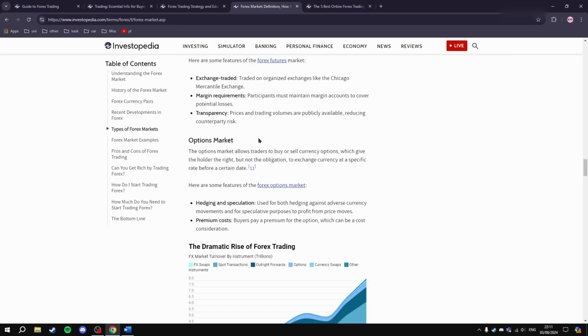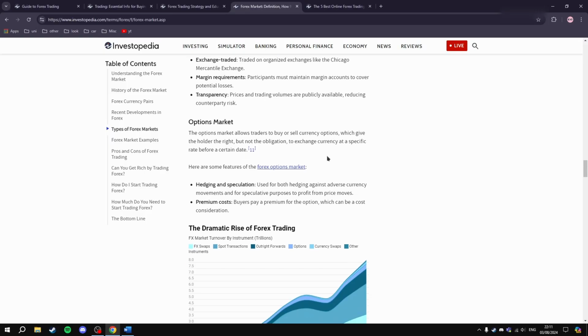Here are some features of the forex futures market. Exchange traded on organized exchanges like the Chicago Mercantile Exchange. Margin requirements: participants must maintain margin accounts to cover potential losses. Transparency: prices and trading volumes are publicly available, reducing counterparty risk.